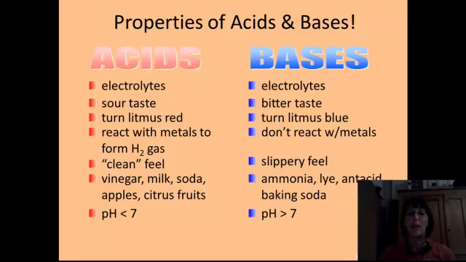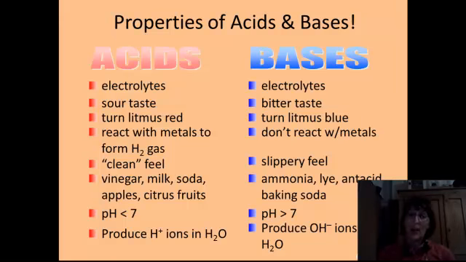Acids have a pH less than 7. Bases have a pH greater than 7, much greater than 7. So pH less than 7, acids. pH greater than 7, bases. pH, tilt your head this way, less than 7, it's an acid. pH greater than 7, it's a base.